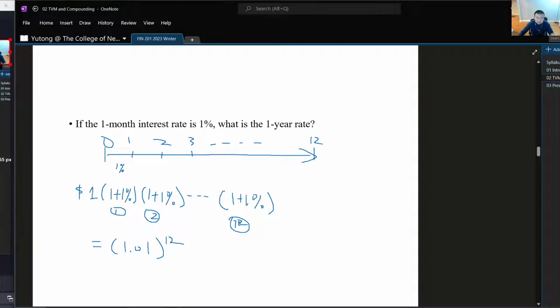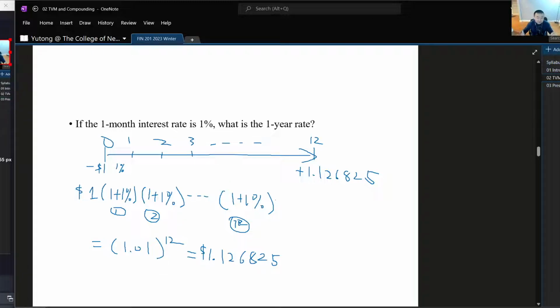So how much is this? This should be 1.126825. Okay, so again, this is in dollar. This is saying if I put up $1 at the beginning of the year, right? So $1 here, I'm going to be able to receive 1.126825 dollars at the end of the year, given monthly compounding.